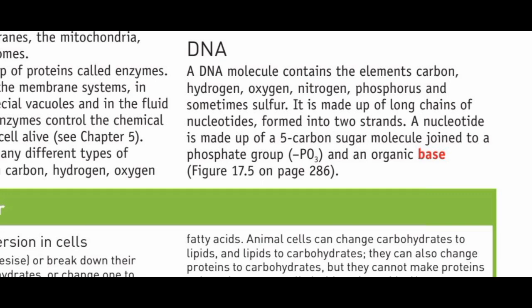Now we discuss the building blocks of DNA, that is nucleotides. DNA is made from many repeating units called nucleotides. A nucleotide is the basic building block of DNA. Each nucleotide contains three basic parts, that is one sugar molecule, one phosphate group, and a nitrogen-containing base. These nucleotides join together in a long chain to form the DNA molecule.